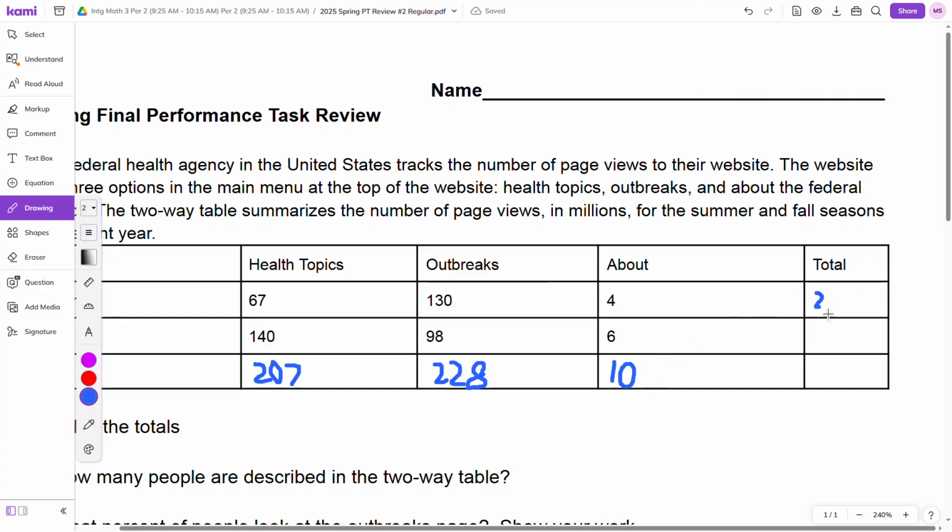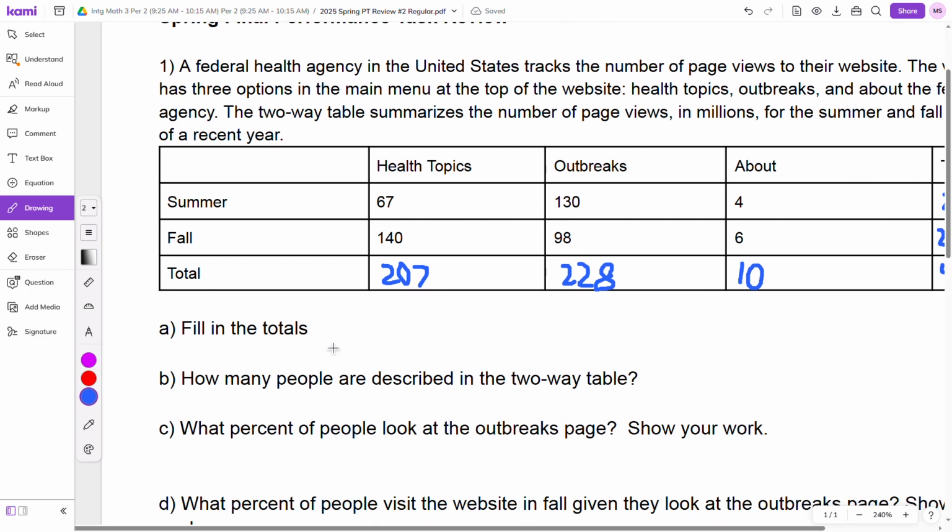So this is going to be 201. And this is going to be 244. And then together, those are 445. This column here needs to add up to 445. And also this row here needs to add up to 445. So that's another good way to check that you did the math correctly. So fill in totals. We've done that.